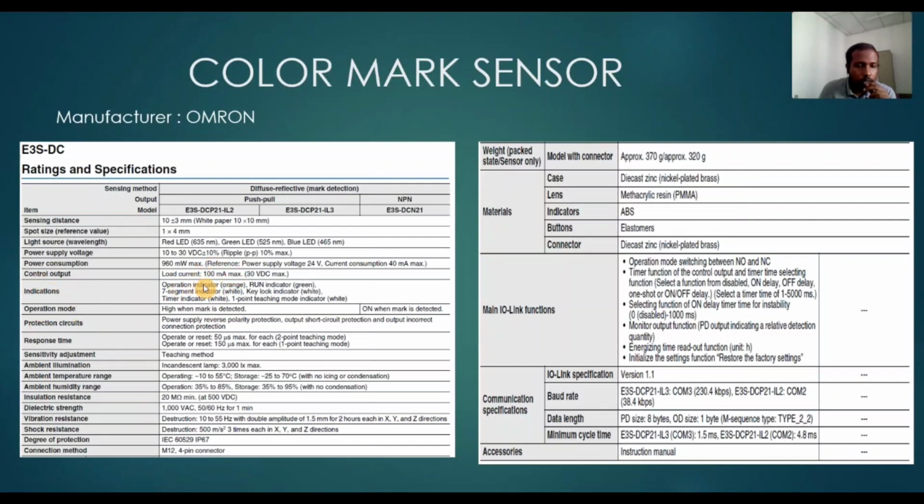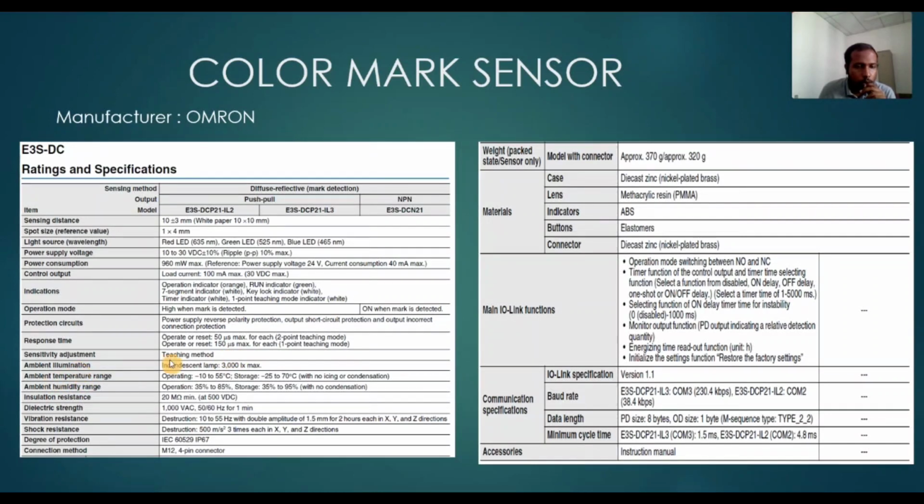Indication is operation indicator orange, run indicator green, 7 segment indicator white, key lock indicator white, timer indicator white, 1 point teaching mode indicator white. Operation mode is high when mug is detected, and for this type, on when mug is detected. Protection circuit is power supply reverse polarity protection, output short circuit protection, output incorrect connection protection. The sensitivity adjustment is teaching method.